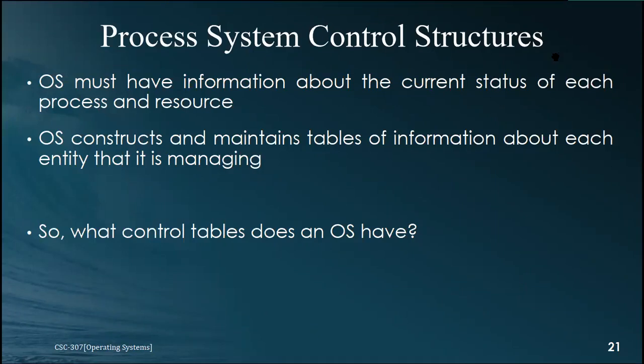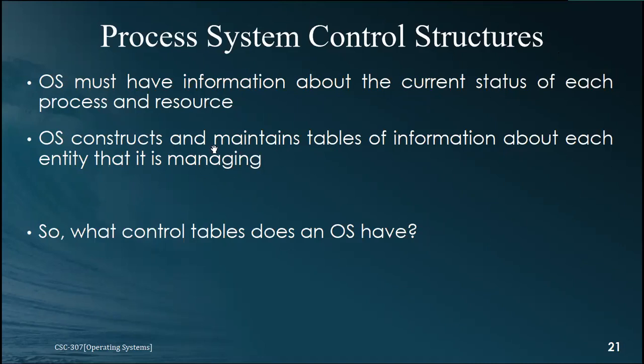So what is the purpose of this? The reason is that the OS must have information about the current status of each process and resources. So which resources it is using, what is the current status of the resources. The OS constructs and maintains tables of information about each entity it is managing. So basically, that is what the OS does.